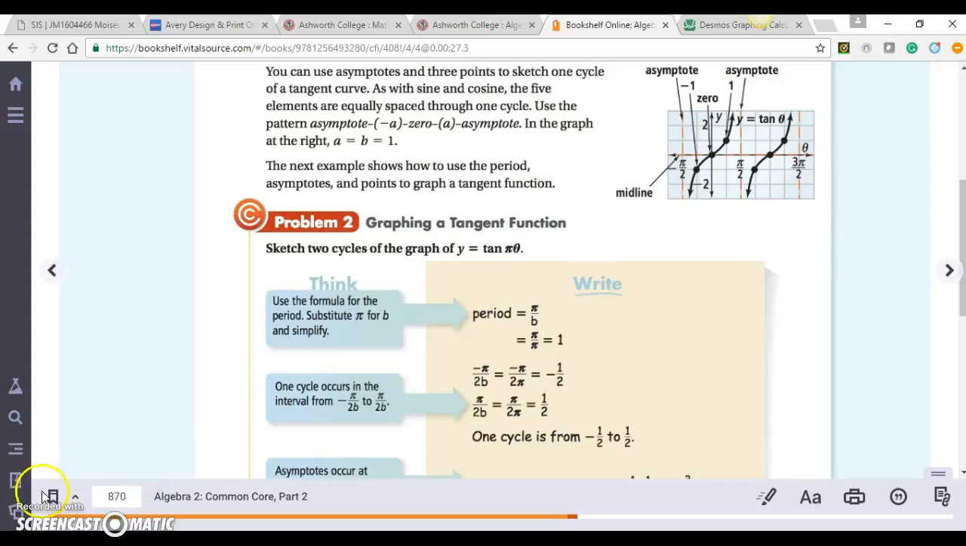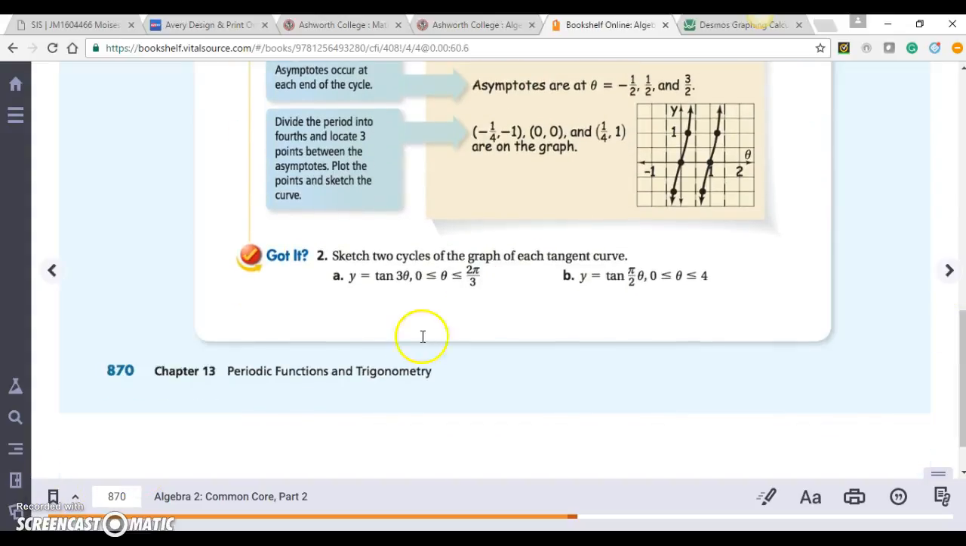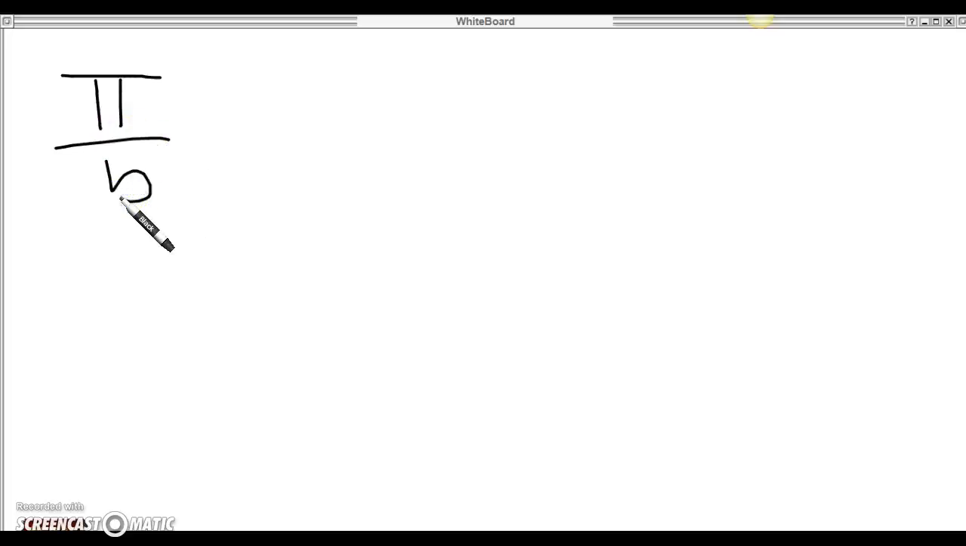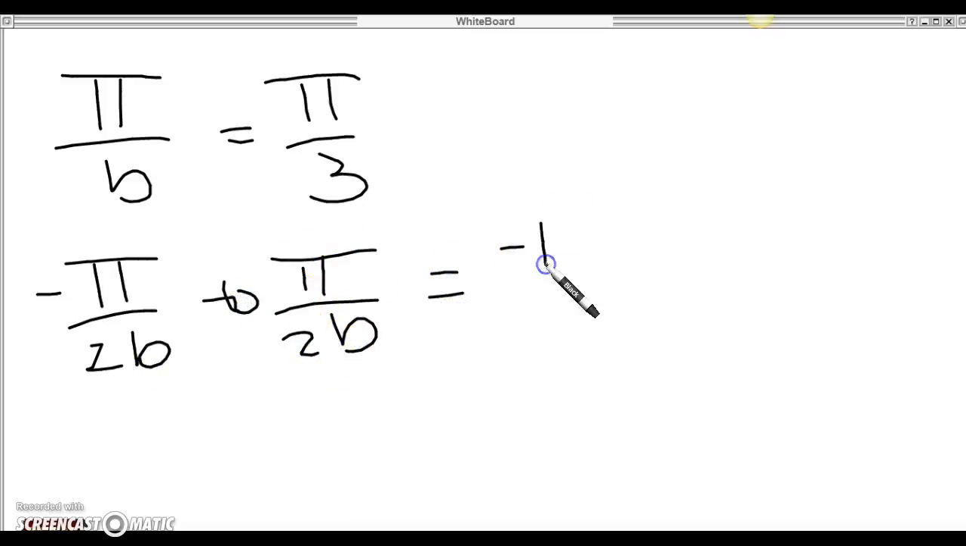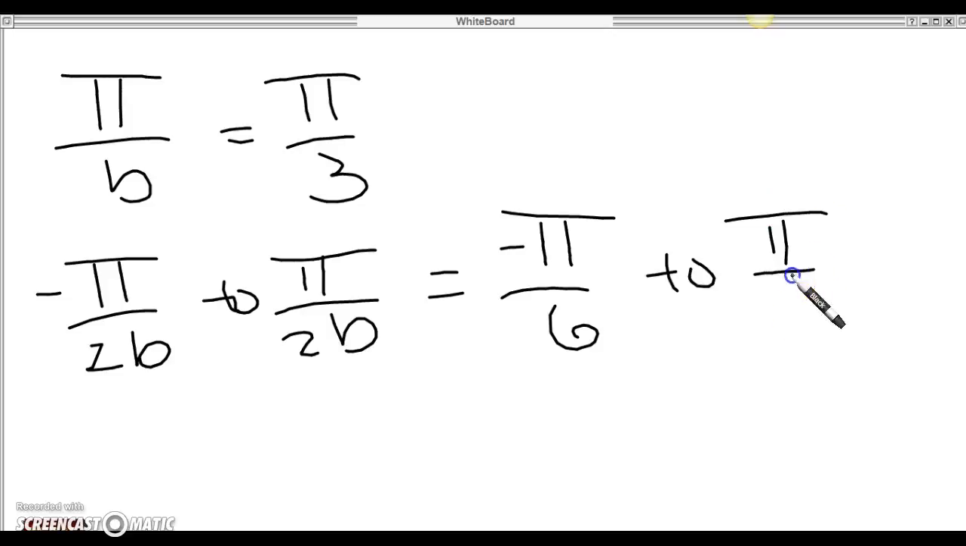All right, so let's try it on our own now. We have to sketch 2 cycles of the graph of each tangent curve. So first, let's look at our period. We have tangent of 3 theta, and so period is pi over b, so we have pi over 3. The cycle is going to be negative pi over 2b to pi over 2b. So I get negative pi over 6 to pi over 6. And those are my asymptotes.